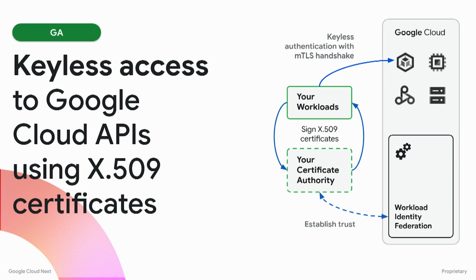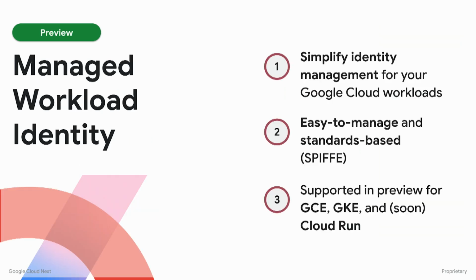So now generally available is keyless access to Google Cloud APIs using X509 certificates, and also additional scenarios available for managed workload identity. Managed workload identities massively simplify identity management for workloads that are in GCP. So we now have support for GCE and GKE, both in preview, and very soon for Cloud Run as well. Now, these are easy to manage, and more importantly, they are standards-based. They are based on SPIFFE, which makes the entire identity lifecycle and the attestation of the identity very secure, because it's tied to the lifecycle of the resource itself and the platforms are attesting it.